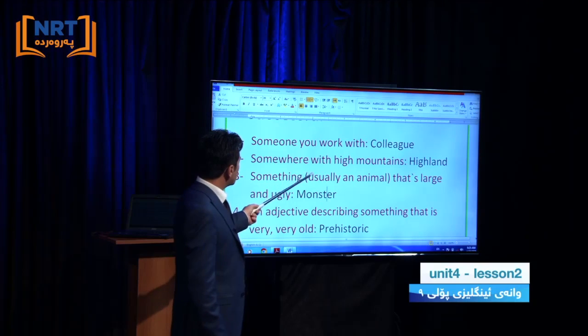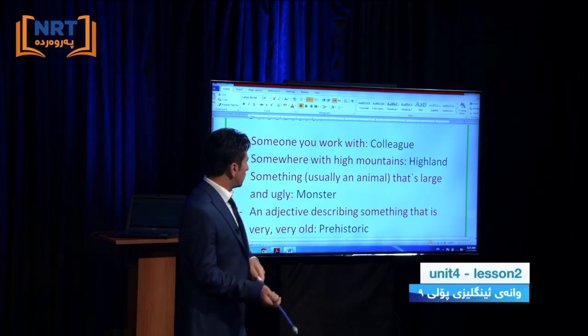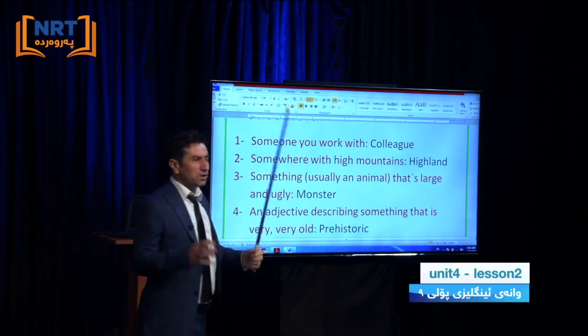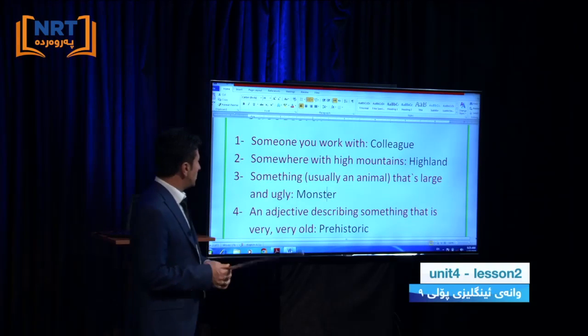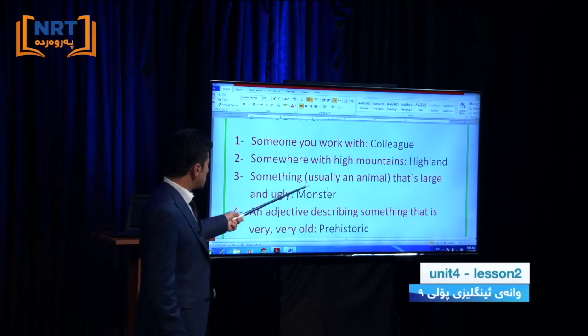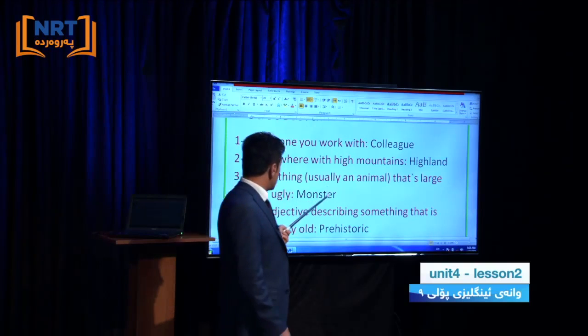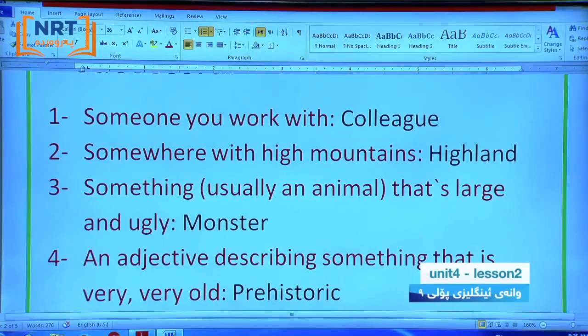Somewhere with high mountains. What does it mean? It means highland. A place with high mountains, we call it highland. Something, usually an animal, that's large and ugly. This is a monster. Monster is something, usually an animal that's large and ugly. Ugly means not nice.